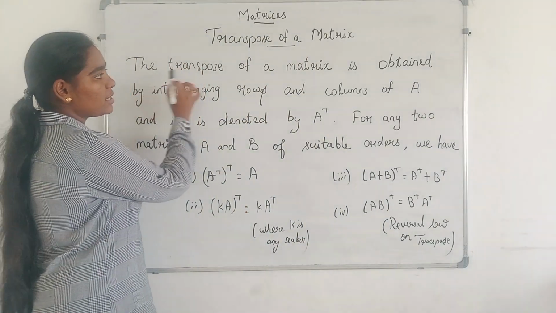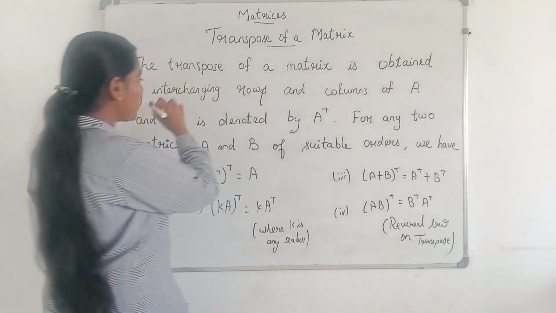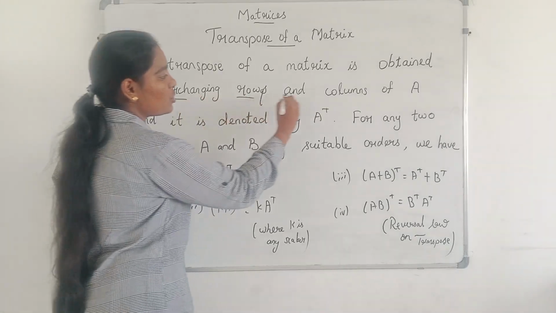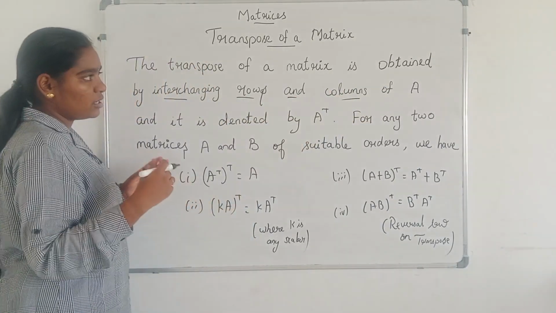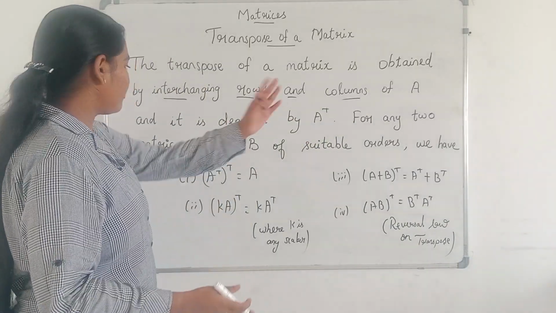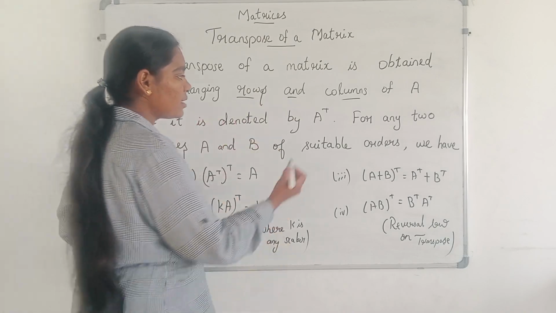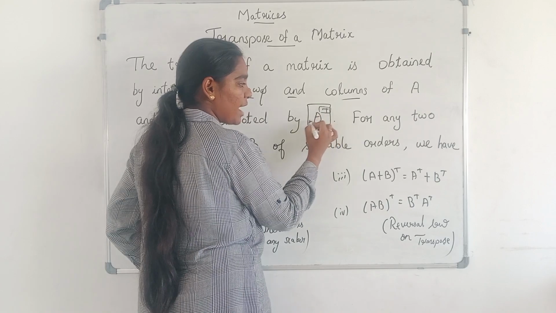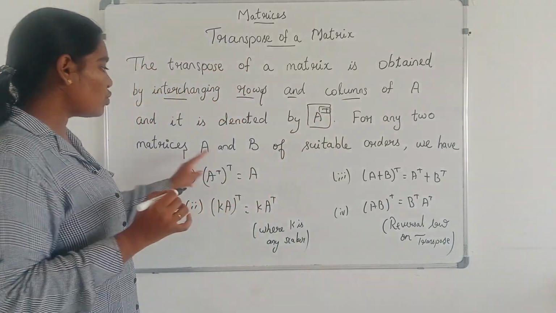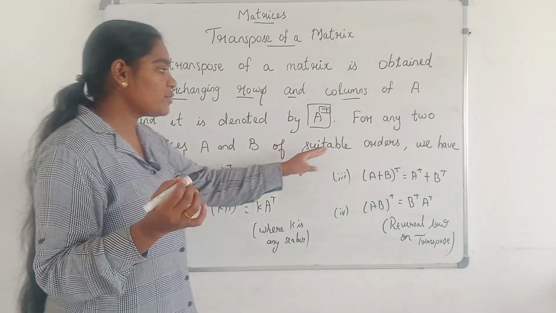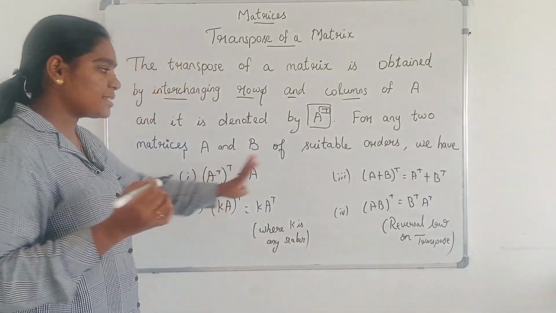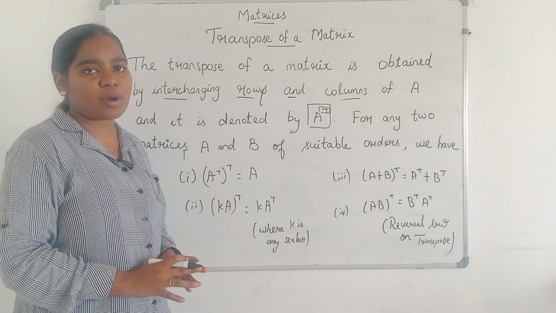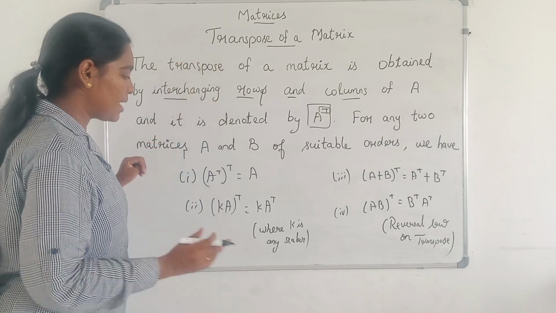The definition is, the transpose of a matrix is obtained by interchanging rows and columns of the respective matrix A, and it is denoted by A transpose. This A, T means A transpose. For any two matrices A and B of suitable orders, we have these properties of transpose of a matrix.